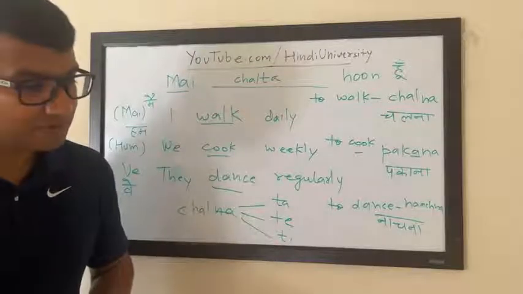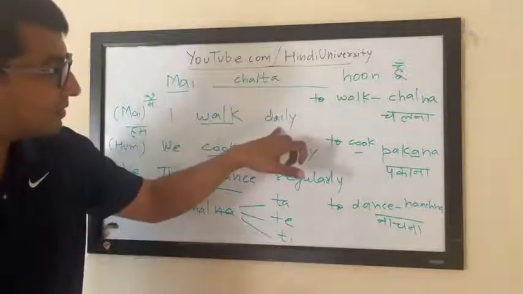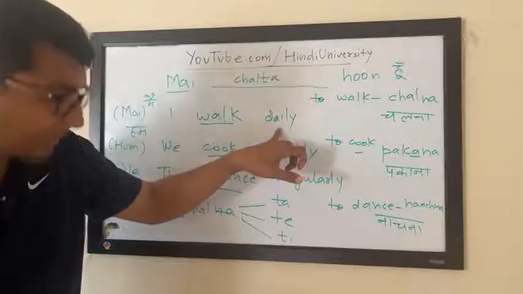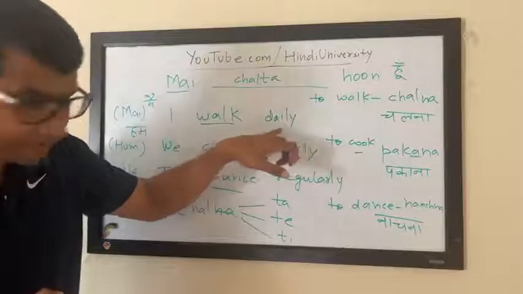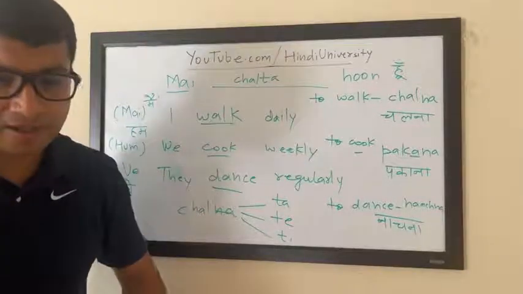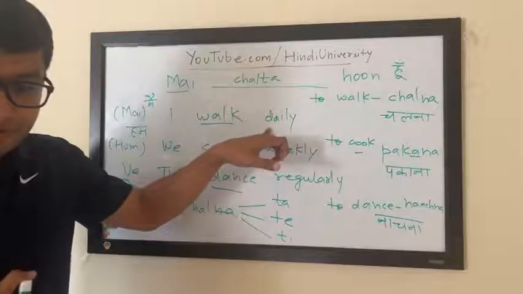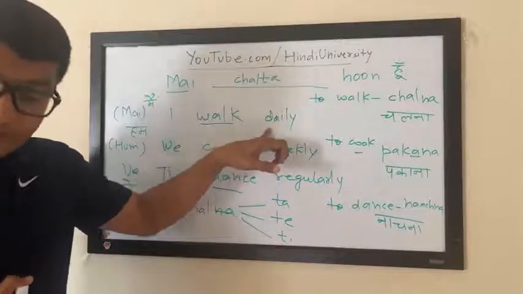Main daily hu. Okay? No. Chalti. Main chalti hu. Okay, that is correct. Like, do you know the Hindi word for daily? Either you can say, ha, mujhe nahi malum. Okay. Roz, okay, very good. Main roz chalti hu. Very good, awesome.